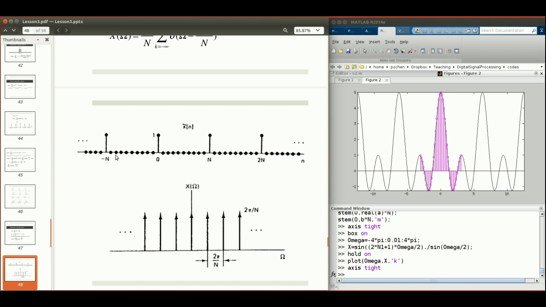If you look at the time domain signal, it's a stick, and another stick separated by big N. If you look at the frequency domain signal, big X(Ω), each of the sticks is separated by 2π divided by big N, and they have an amplitude of 2π divided by big N. So if the period in time is longer, then the period in frequency is smaller. The interval is smaller. They're related to each other by the inverse.